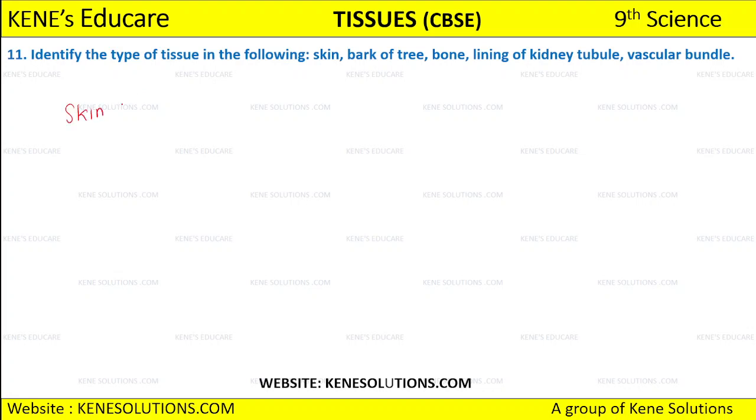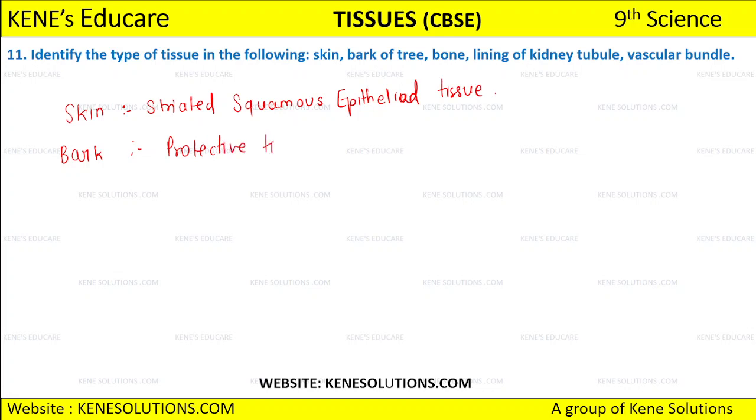So skin के अंदर कौन सा tissue present है? We have striated squamous epithelial tissue. ठीक है, striated squamous epithelial, okay, epithelial tissue. Then the second type, you need to find out the tissue which is present in the bark of the tree. So I'll write bark के अंदर we have protective tissue and cork. Okay.